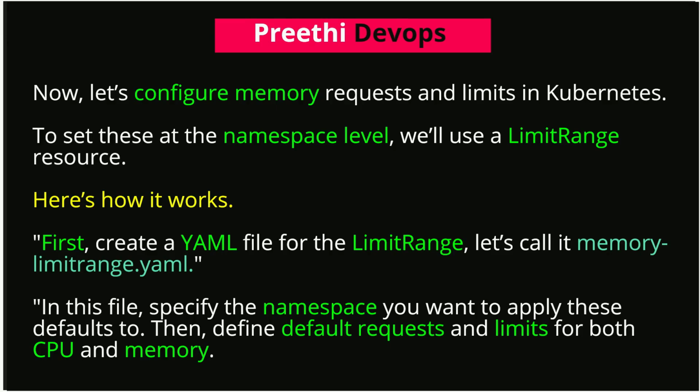Now, let's configure memory requests and limits in Kubernetes. To set these at the namespace level, we'll use a LimitRange resource. Here's how it works. First, create a YAML file for the limit range. Let's call it memory_limitrange.yaml. In this file, specify the namespace you want to apply these defaults to. Then, define default requests and limits for both CPU and memory.